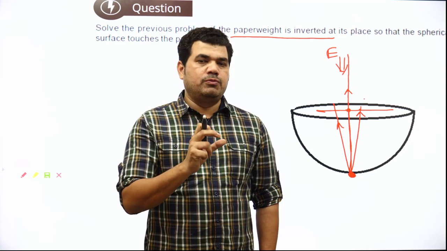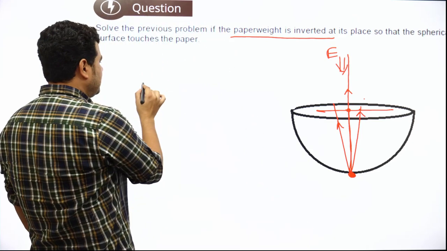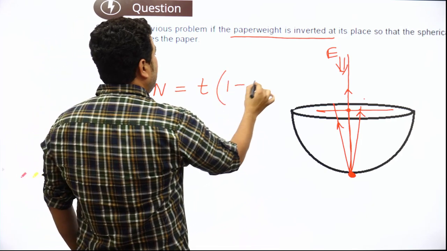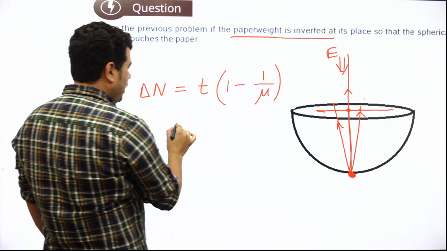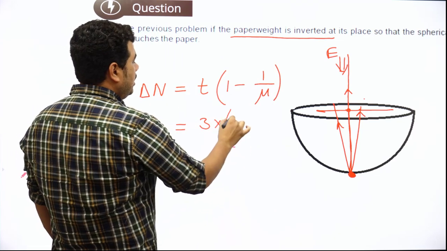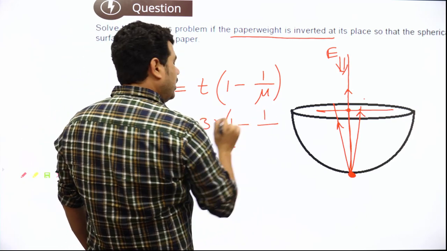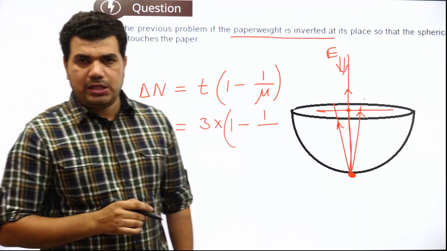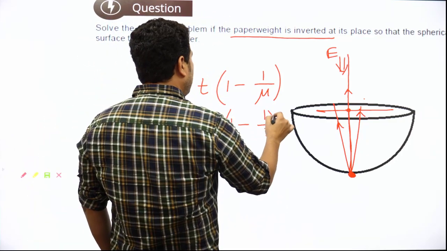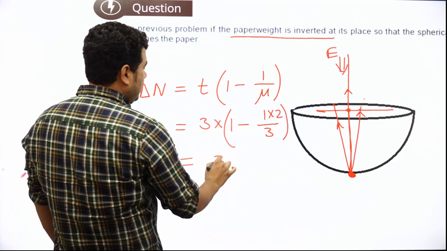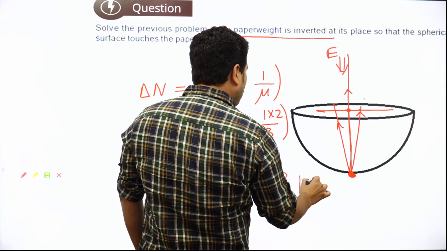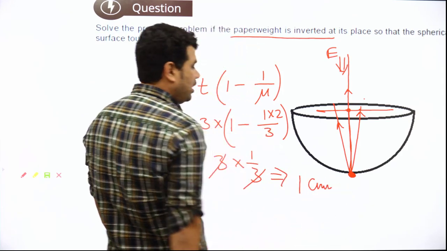For normal or nearly normal incidence, we should use the condition for shift. The normal shift formula is given by delta n equals t times (1 minus 1 by mu). Now t is given as the radius, which is 3 centimeter. Here you have 1 minus 1 by mu. And what is the mu of glass? The mu of glass is given as 3/2. So here is 3 and here is 2. Now this is 3 into 1 by 3, the 3 will cancel out. So the normal shift is, my dear students, 1 centimeter.